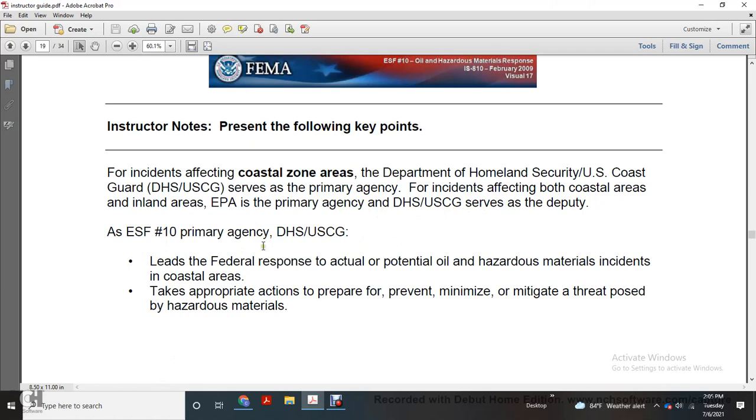The Coast Guard leads the federal response to actual or potential oil and hazardous material incidents in coastal areas and takes appropriate action to prevent, minimize, and mitigate the threat posed by hazardous material.